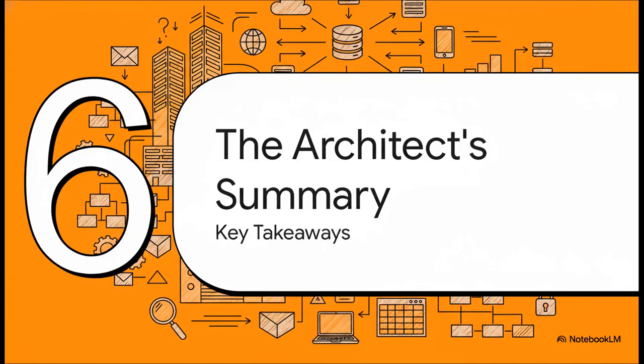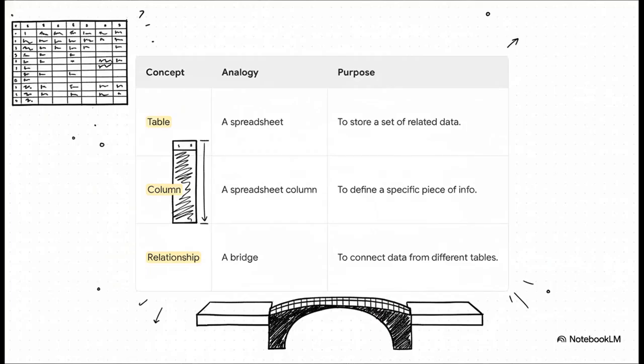All right, let's bring it all home into a quick summary of everything we've learned about being a data architect. So, to recap the big ideas, tables are our containers, basically like individual spreadsheets. Columns are the specific categories inside those spreadsheets, each with its own rule. And, most importantly, relationships are the bridges we build to connect all our different spreadsheets into one powerful, amazing system.